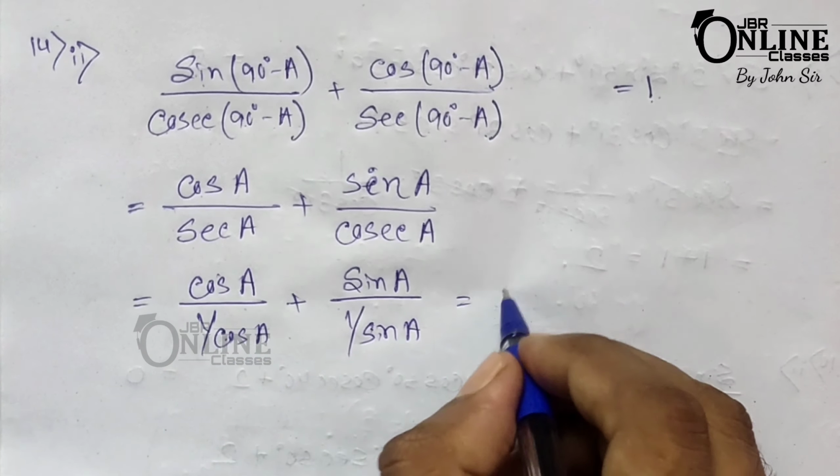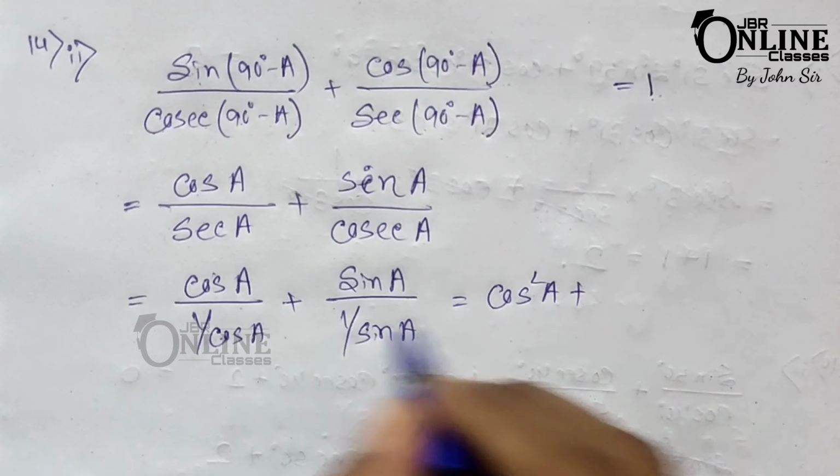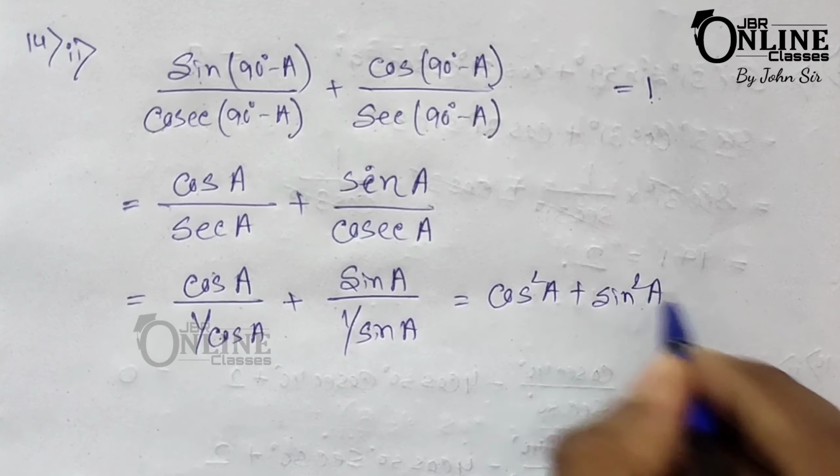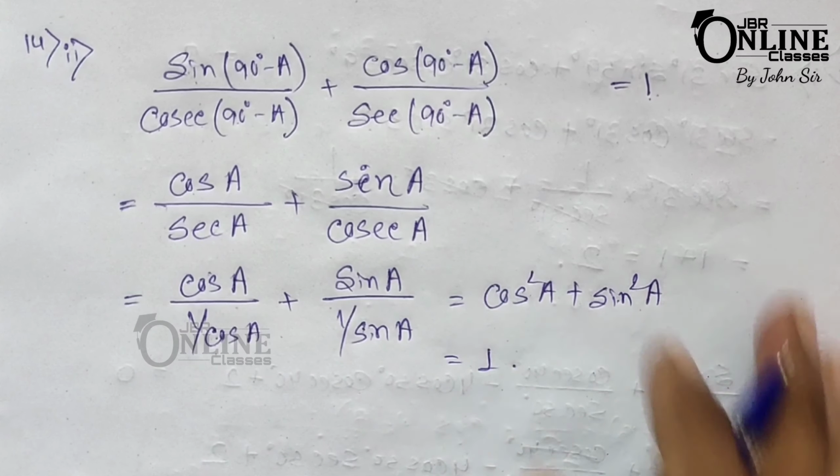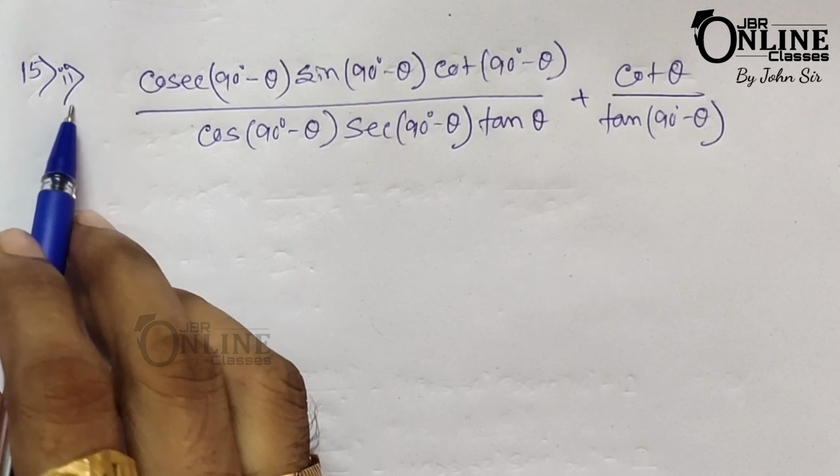So the first one, cos into cos, becomes cos square a. The second one, sin into sin, becomes sin square a. Now the formula: sin square a plus cos square a equals 1. So it's proved. Next one, 15.2.